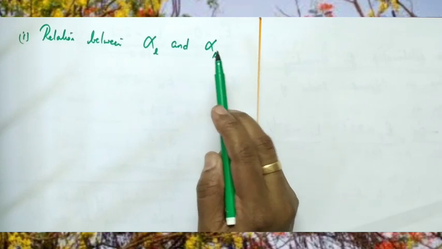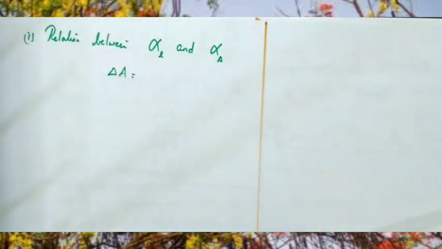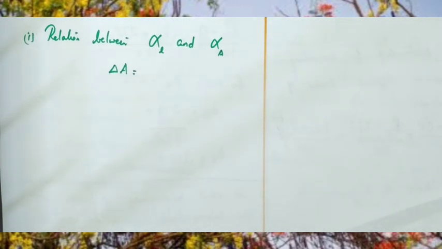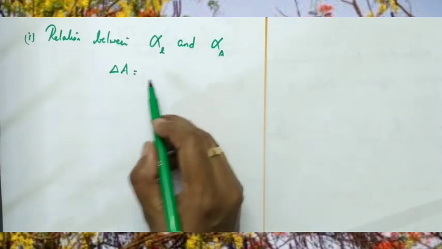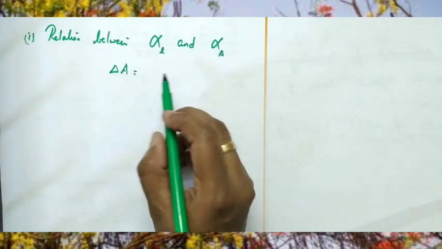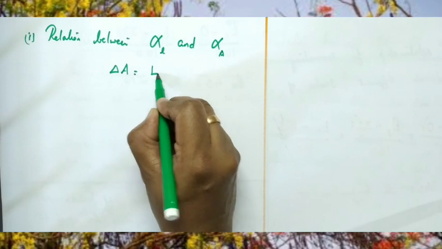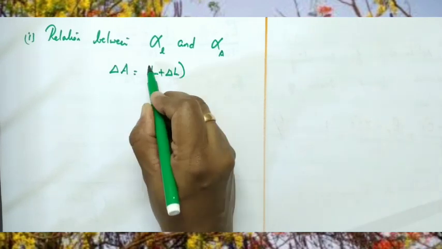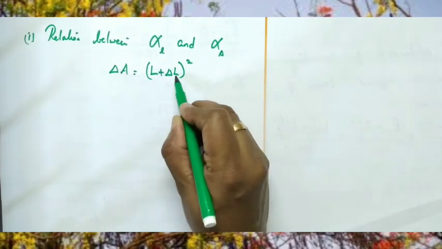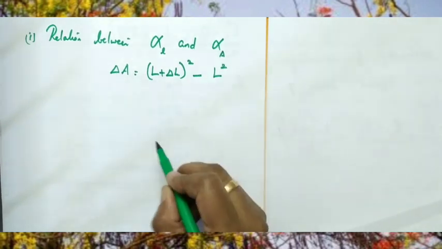First, we can derive the relation between coefficient of linear expansion and coefficient of area expansion, alpha L and alpha A. Now, we can write delta A. Delta A represents the increase in area. We know that if temperature is increased, the length increases, area increases, volume also increases. So, increase in area can be written as final area minus initial area, isn't it? Final area after heating becomes L plus delta L the whole square, minus the initial area, L square.